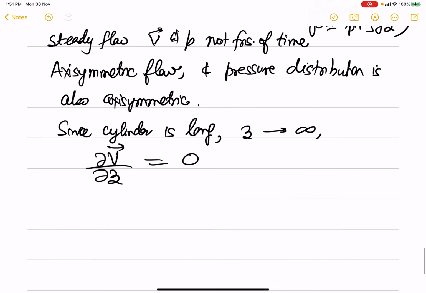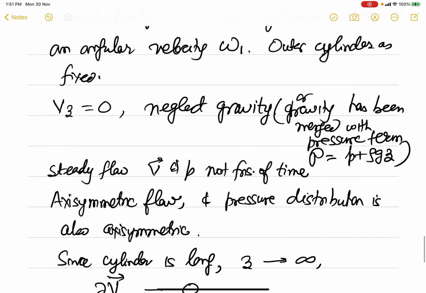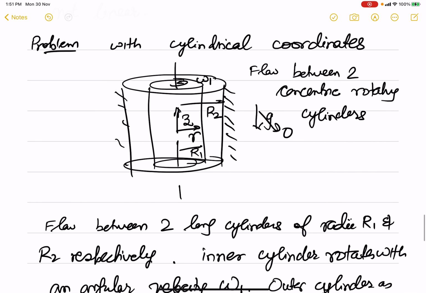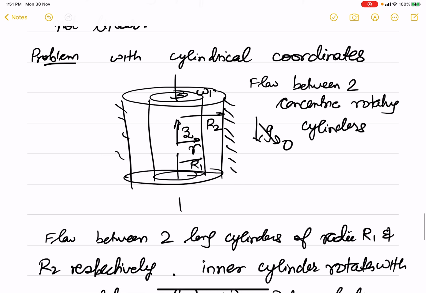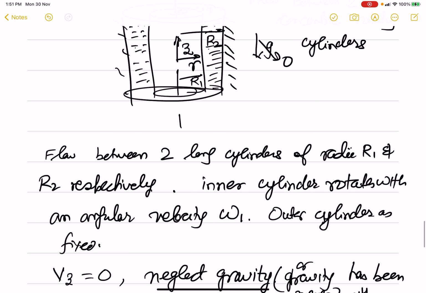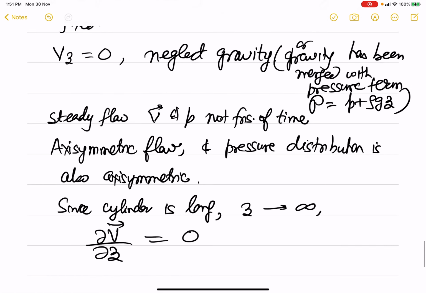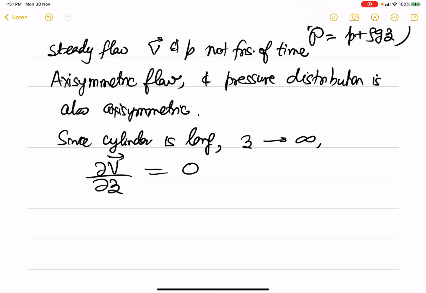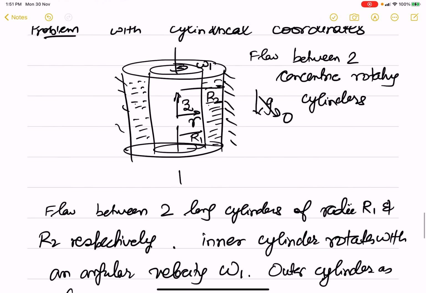Okay, so we start solving this problem. Let's just first again look at this problem, look at the geometry. Two cylinders, there's basically fluid in between these two cylinders. The inner cylinder may be considered to be a solid cylinder. And now let's start with the boundary conditions.